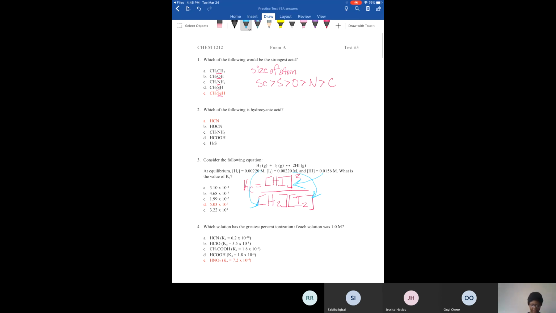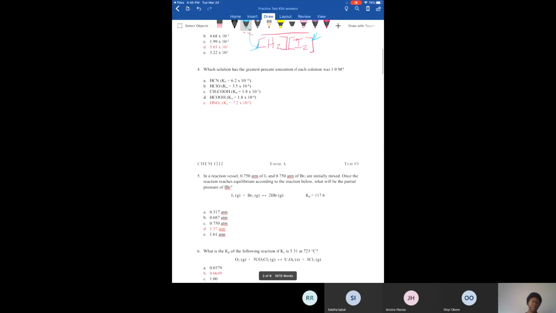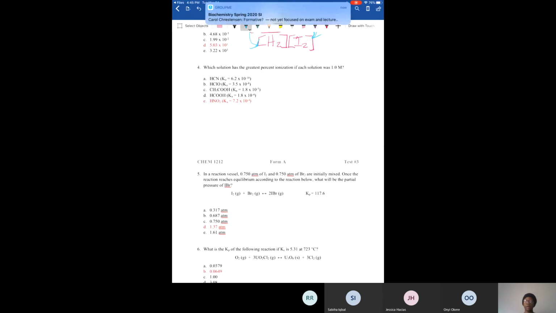So, going back to 4, I explained this in the previous one with the other worksheet: the greater your Ka value, the more it's going to dissociate. Just like before, if you have a small Ka value, you're also going to have a really small percent ionization. So that's why E is the correct answer, because of all of these, it has the greatest Ka. It's greater than all of them if you look at the Ka.